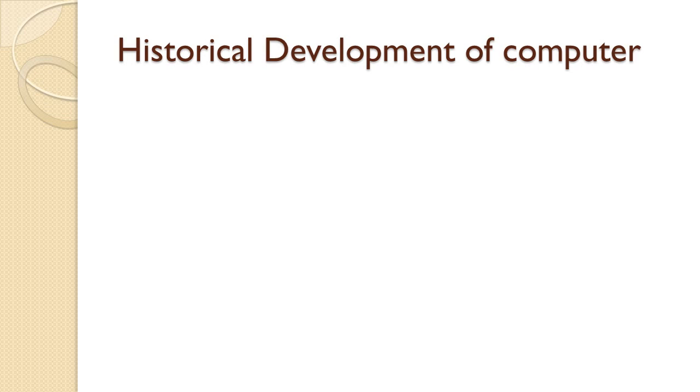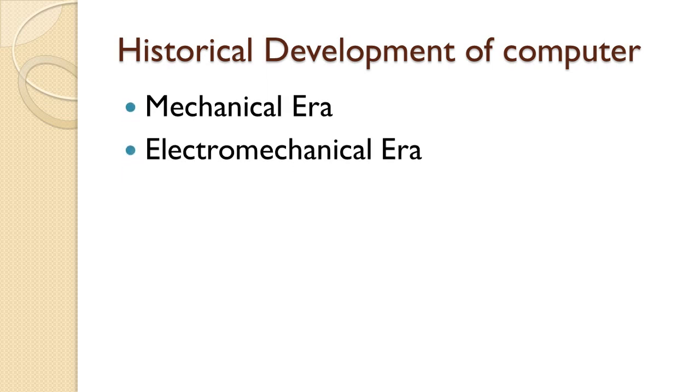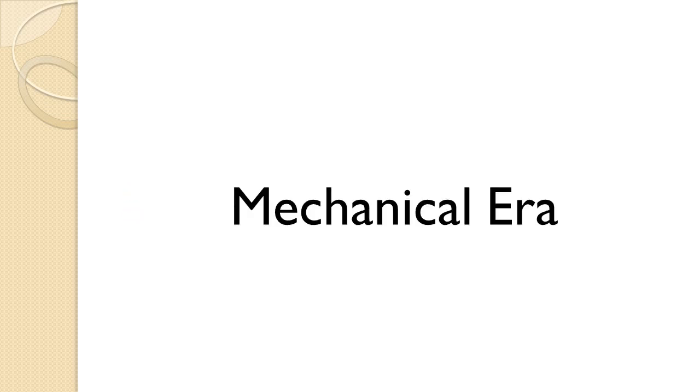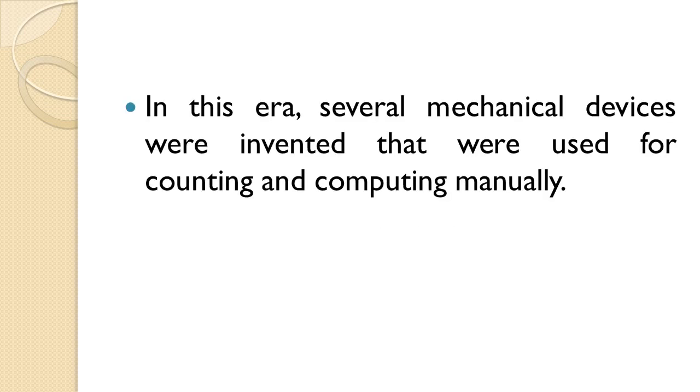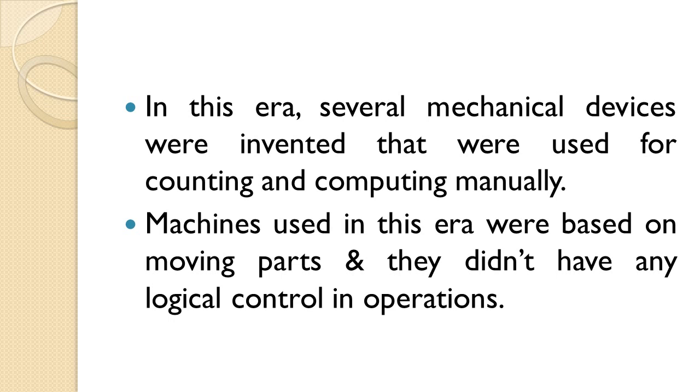The historical development of computer is divided into three major eras. The first is the mechanical era, the second is the electromechanical era, and the third is the electronics era. Today we will discuss the major inventions of the mechanical era. In this era, different machines were invented that were used for counting and computing manually. Those machines were based on movable parts and they did not have any logical control in operations.